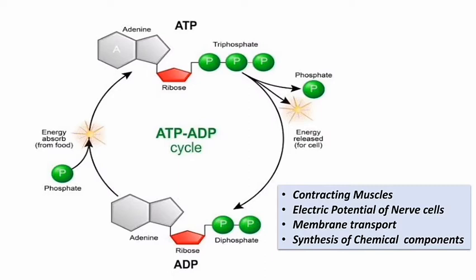The ATP molecule is made up of an adenine group, a ribose sugar, and 3 phosphate groups. Now, the ATP molecules serve different kinds of functions, and it is also known as the energy currency of the cell, which performs different kinds of functions such as the contraction of muscles, maintaining the electric potential of nerve cells, maintaining the membrane transport across the channels, and also synthesizing different kinds of chemical components.